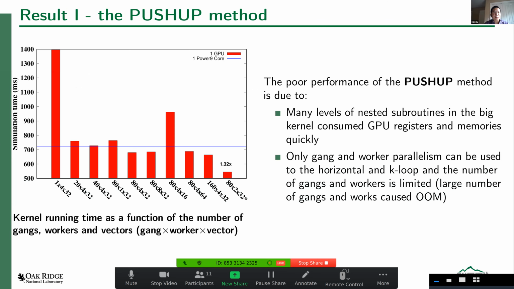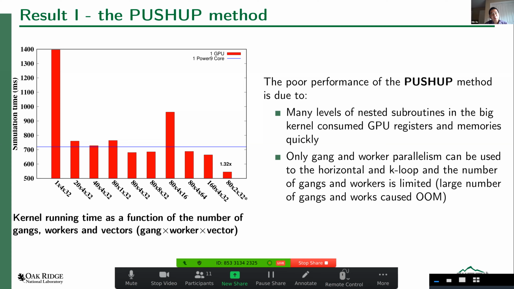So let's go to the results. The slide shows the results of the push-up method. The left figure shows the kernel running time as a function of the number of gangs, workers, and vectors. The blue line is the running time of the serial CPU-only run. We can see the performance of the GPU acceleration run is worse than that of the serial CPU run in some cases. The most speed up we can get is 1.32 times, when we use 80 gangs, 2 workers, and 32 vectors.